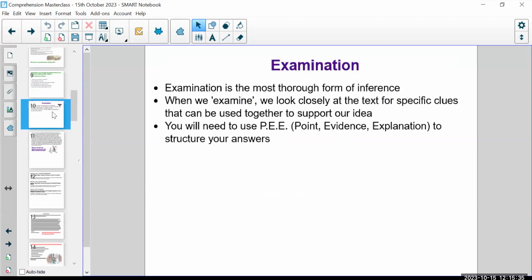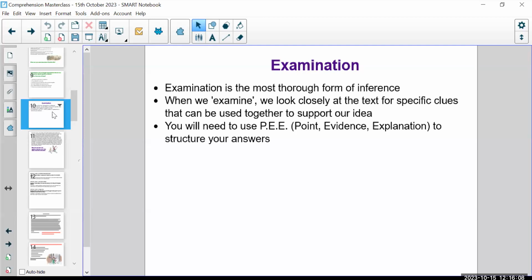Okay, and then the final type of inference skill that you can practice is examination. This is where we're being a little bit more specific with the text. In the other ones, we have just been making comments about it, right? We can deduce this, we can speculate this. Examination is now where you take those ideas and put them in a very clear format. This is the most thorough form of evidence. We're looking for the most specific clues, and then we're explaining what we learn from them.